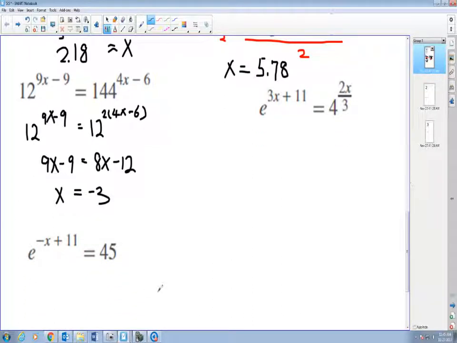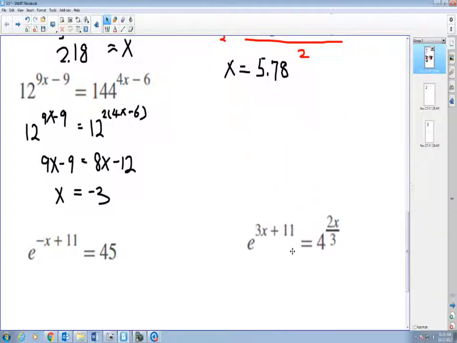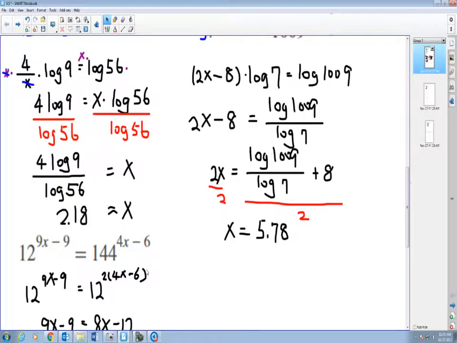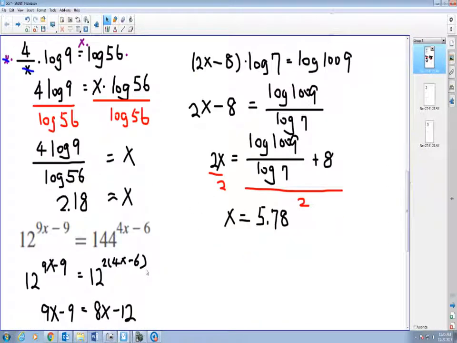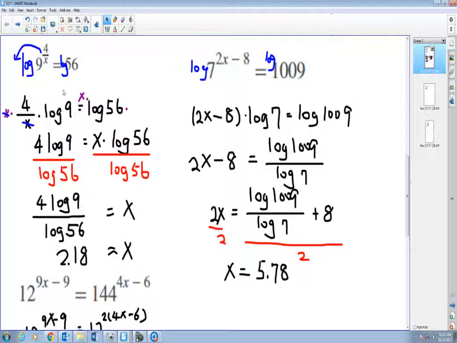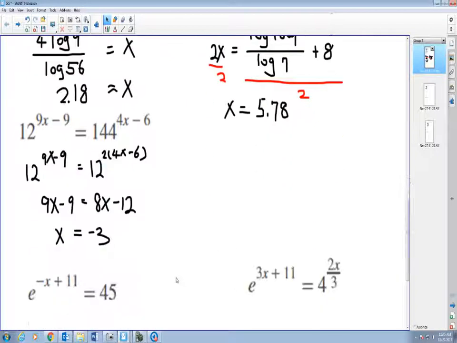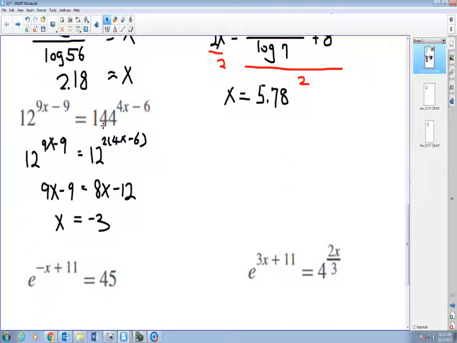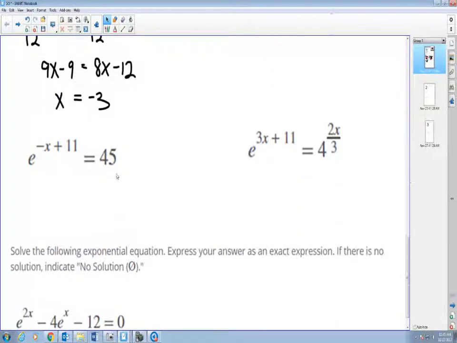Alright, I'm going to do this one right here, because this one is a little bit different than this one. Still 2 terms. All these problems so far are 2 terms, okay? So if I cannot make the base the same, I take a log on both sides. If I can make the base the same, we make the base the same and set the exponent equal. Now there's no way we can change 45 into a base e.